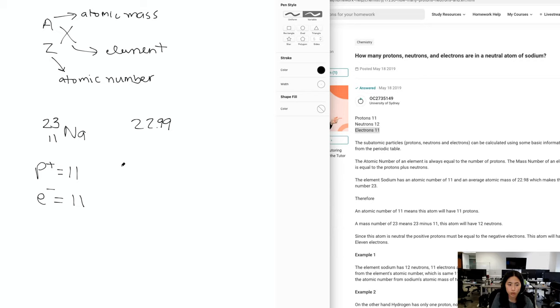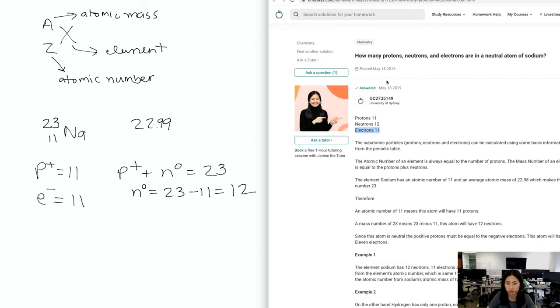So for your neutrons, remember your atomic mass is basically a sum of the number of protons plus the number of neutrons, and that's equal to 23, right? So that means 23 minus 11 is actually equal to the number of neutrons, and that's going to be 12. So the number of neutrons is 12, and this is correct. So what they presented here on homework help is actually correct. Okay, so hopefully that was clear. This is nothing to stress about.